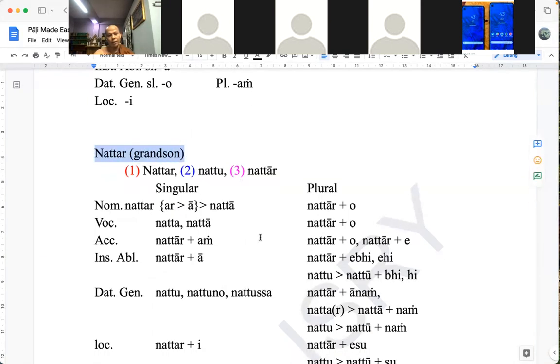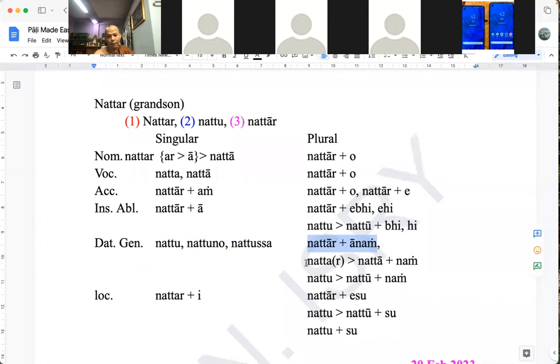Okay, nattar is grandson. In the nominative case, singular nattā, or plural nattāro. Vocative case nattā, nattāro. Accusative case nattāraṃ. Nattāro, nattāre. For the instrumental and ablative, nattārā, and for the plural nattārehi, nattārebhi. Genitive case nattuno, nattussa. For the plural nattārānaṃ, nattūnaṃ, nattunaṃ. And the locative nattari, and for the plural nattāresu, nattūsu.